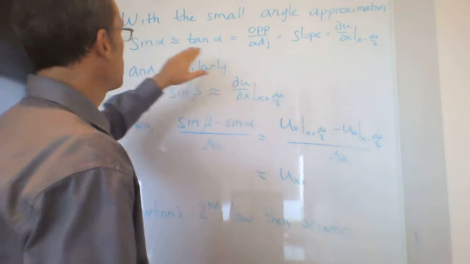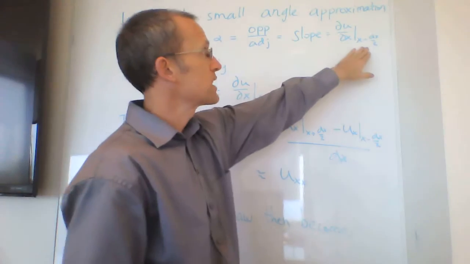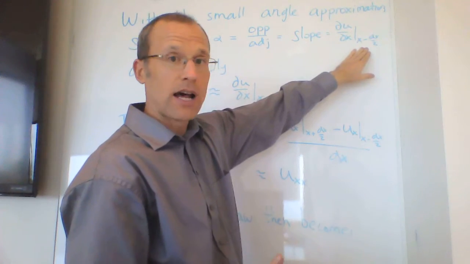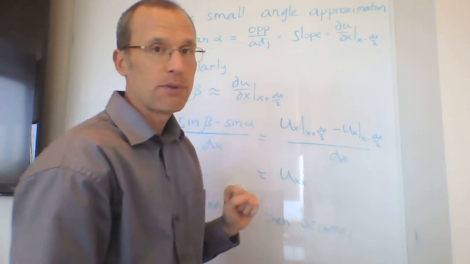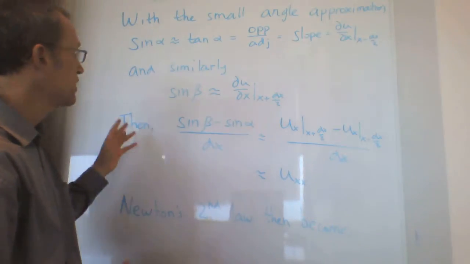So specifically for alpha, alpha was at x minus dx over 2. So specifically for alpha, sine of alpha is du dx at x minus dx over 2. And similarly for beta, do the same thing.